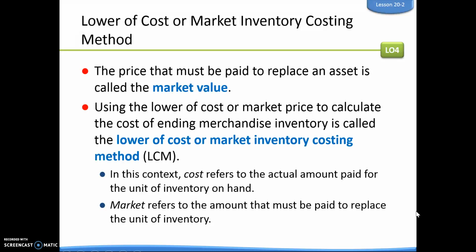Now, there is a fourth option that is out there, and it's called the lower of cost or market inventory, otherwise referred to as LCM. Because if you remember, we have something called market value, and market value is simply the price that has to be paid to replace an asset. And so when we use the lower of cost or market inventory method, essentially what we do is we calculate whichever is lower. We use that to calculate the cost of ending merchandise inventory. And when we are talking about this, cost refers to the actual amount paid for the unit of inventory, and market refers to the amount that must be paid to replace it.